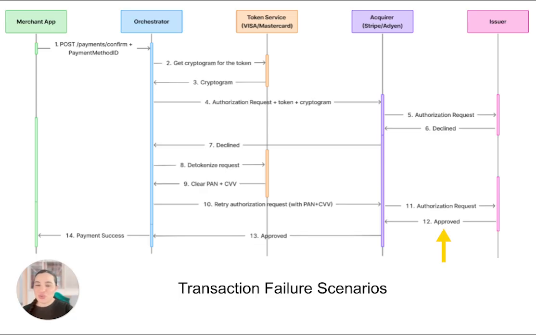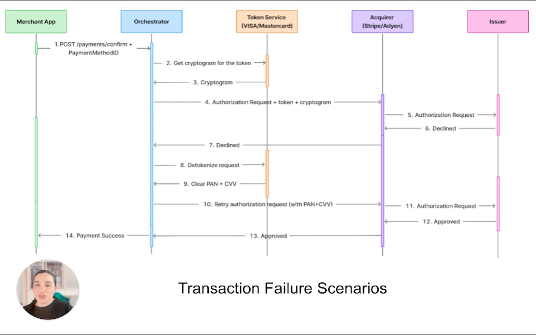Steps 11 and 12, the issuer takes another look, and this time it approves. In steps 13 and 14, that approval makes its way home and the app gets payment success. So from the app side, nothing unusual ever happened. Same request, same success, just a beat slower. And that right there is the whole value of the layer.